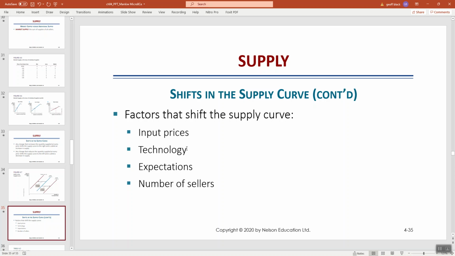Expectations can influence your quantity supplied, but that would be short term, and obviously the number of sellers, because that would affect the quantity supplied. Principally, though, these are the two that you want to think about: input prices and a technological change.